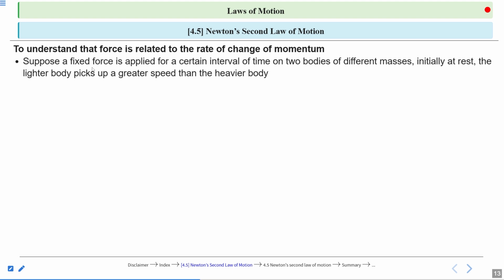Suppose a fixed force is applied for a certain interval of time on two bodies of different masses initially at rest. The lighter body picks up a greater speed than the heavier body. It means here mass is a factor, due to the less mass, the speed is greater. We can say force depends on mass.